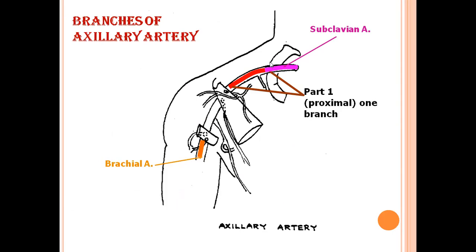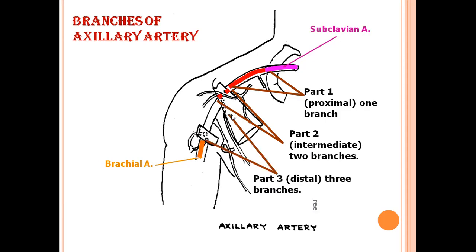The first part is from the outer border of the first rib to the upper border of the pectoralis minor. So first part gives only one branch. Second part is giving two branches which is seen behind the pectoralis minor. Third part is extending from the lower border of the pectoralis minor to the lower border of the teres major. This is the third part which gives three branches. In simple language, first part, one branch. Second part, two branches it gives. Third part of axillary artery gives three branches.